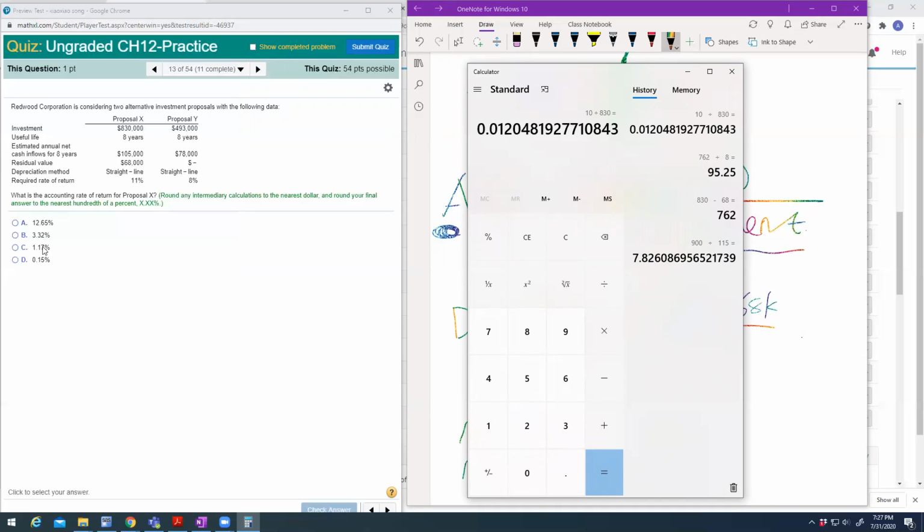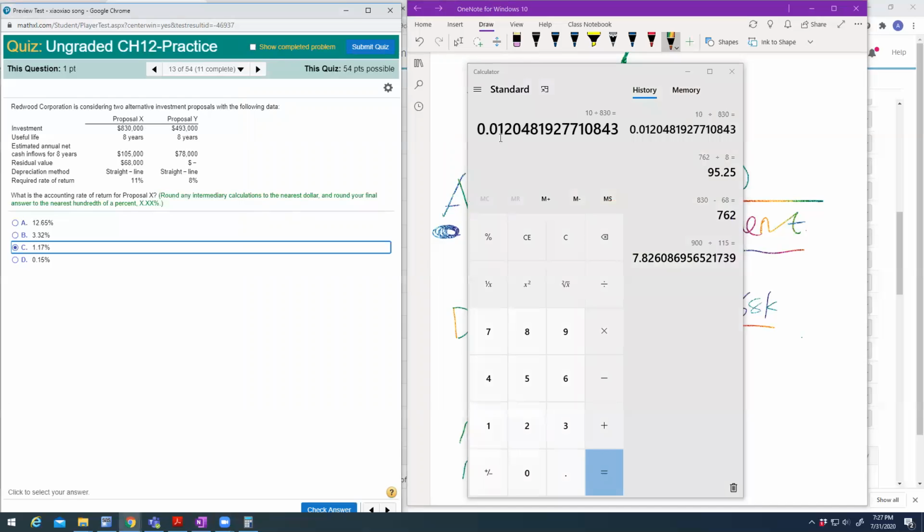Hey, 1.17. I believe this should be 1.17. 1.20 is similar to 1.17. I don't know why I didn't get the exact number, but this is what I get. Oh, I'm so smart. Goodness, I'm so smart. Okay.